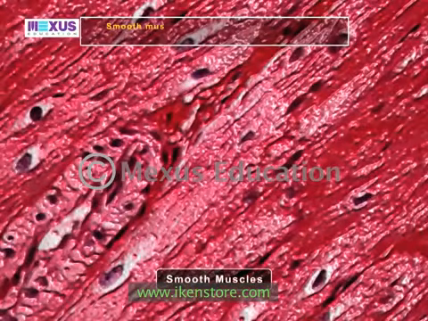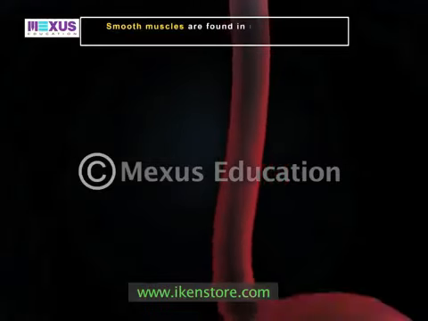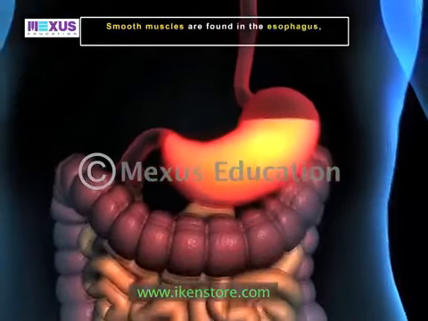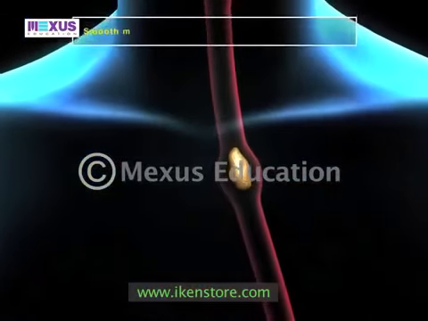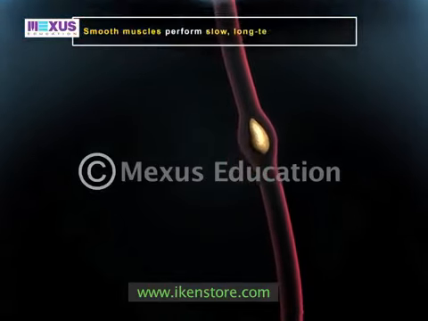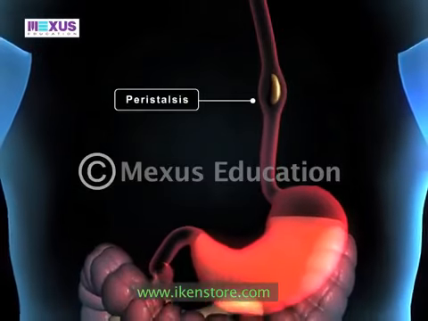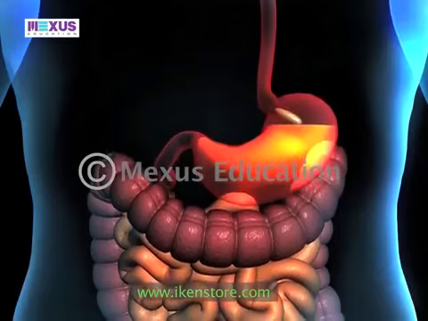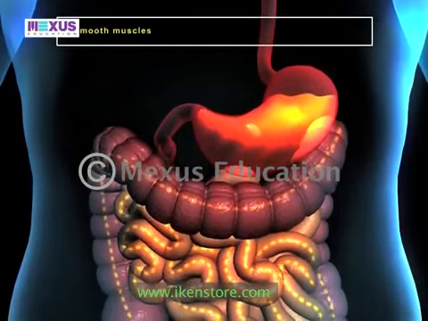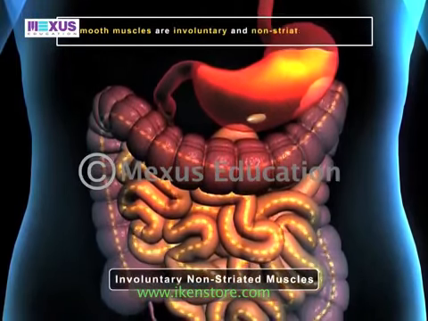The third type of muscle in the human body is the smooth muscle or the non-striated muscle. It is found in structures such as the esophagus and organs such as the stomach and the intestines. Smooth muscles perform slow, long-term contractions. For example, peristalsis is a result of contraction of smooth muscles. Unlike skeletal muscles, smooth muscles are not under our control. They are involuntary muscles and non-striated.